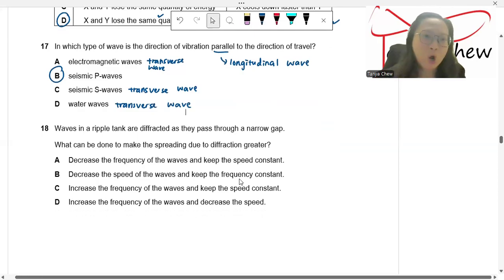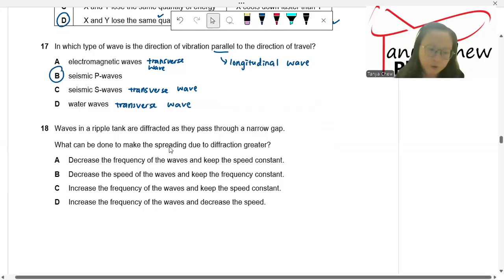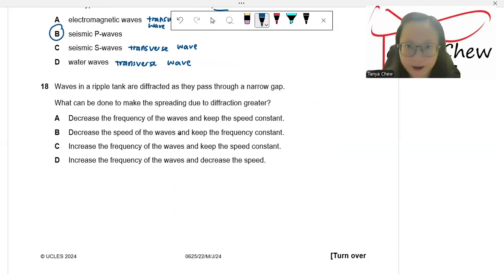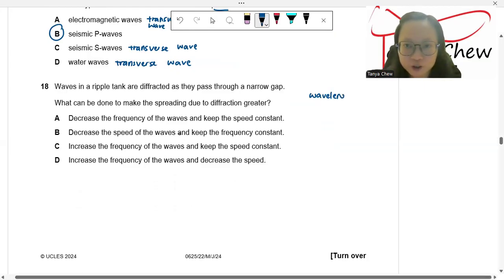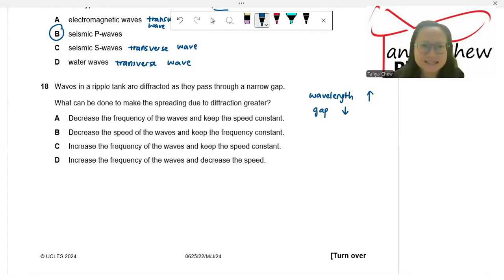Question number 18. Waves in a ripple tank are diffracted as they pass through a narrow gap. What can be done to make the spreading due to diffraction greater? So in order for the wave to diffract or spread out even greater, you have to increase the wavelength. Two conditions: wavelength increases, and the gap needs to be decreased, a smaller gap. Right. Oh, they didn't talk about the wavelength. They talk about the frequency.